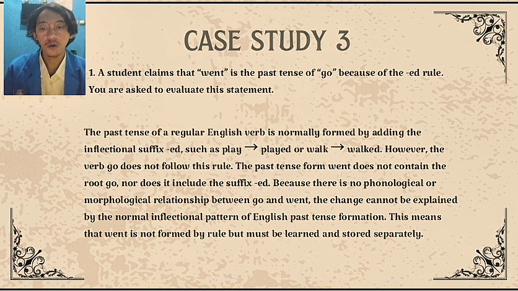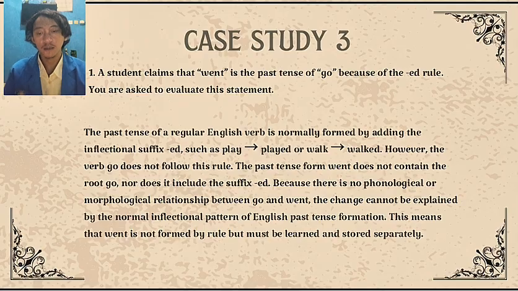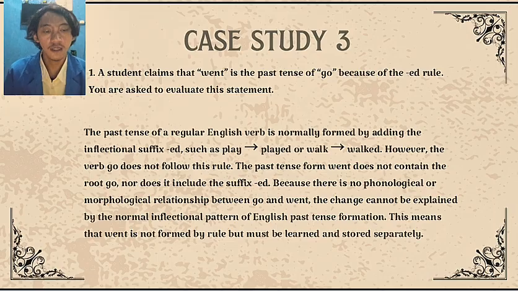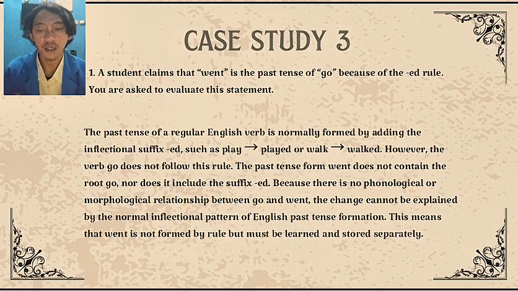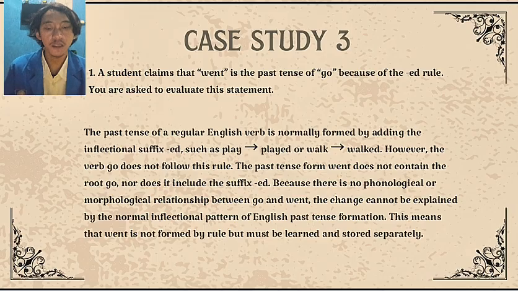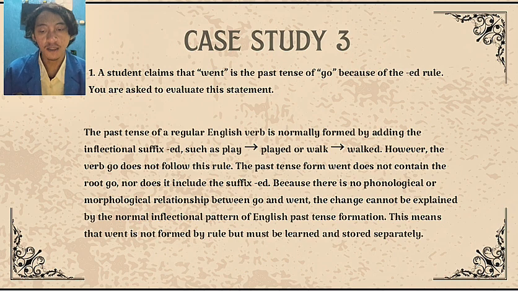However, the verb go doesn't follow this rule. The past tense form went doesn't contain the root go, nor does it include the suffix -ed, because there is no phonological or morphological relationship between go and went. The change cannot be explained by the normal inflection pattern of English past tense formation. This means that went is not formed by rule but must be learned and stored separately.